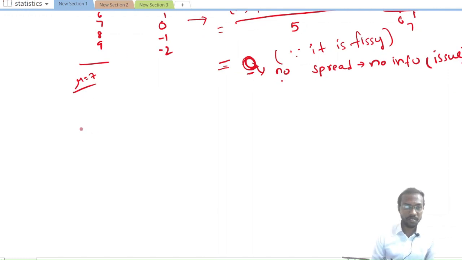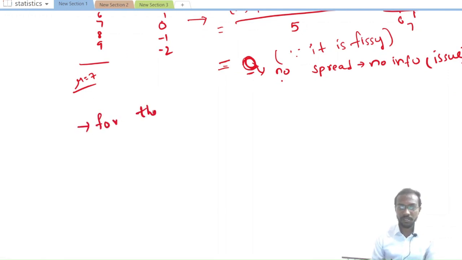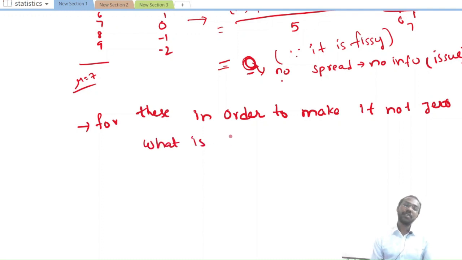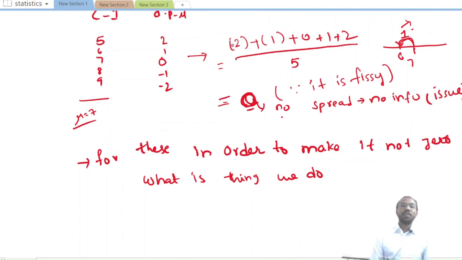In order to make it not 0, what do we do? If we don't want 0 as the result, what is the issue? This is a minus 1, and that's why we got this 0.